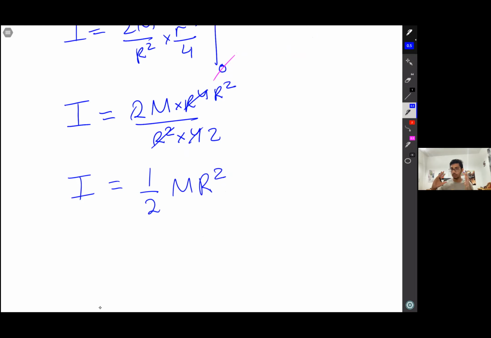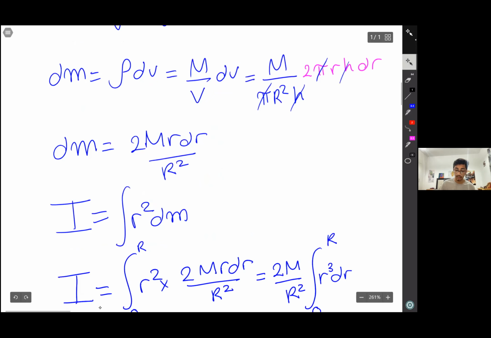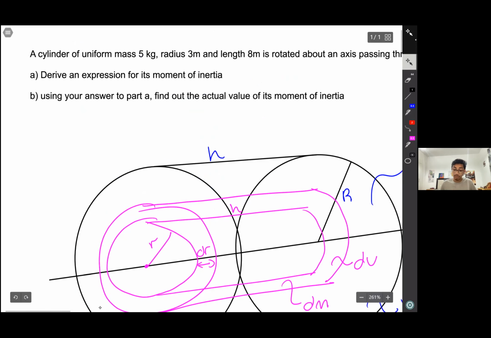You may have seen this before, because this is the moment of inertia for any cylinder of uniform mass. And you'll also see this in many textbooks. And that is the formula we're going to be using in part B. So part A is checked. Now part B, find the actual moment of inertia using the values that we are given. We're given that the mass is 5 kilograms, radius is 3, and length is 8. However, as seen before, since the lengths cancel out, that's not really going to matter. So the only ones we're really focused on are the mass, 5 kilograms, and the radius, 3 meters.